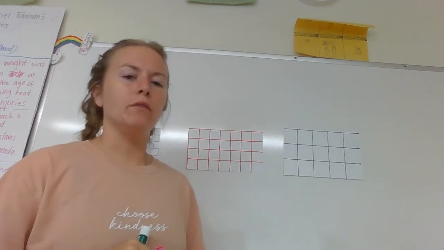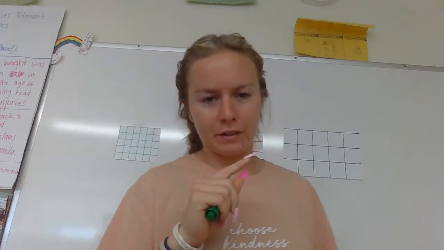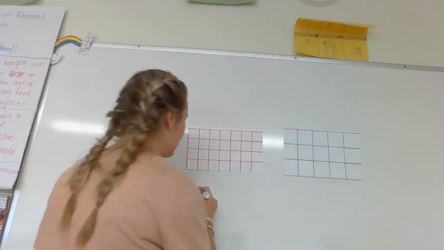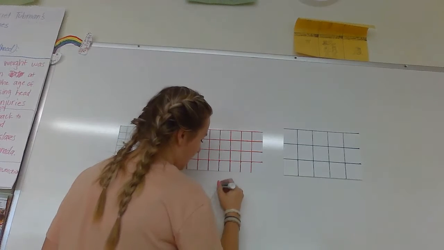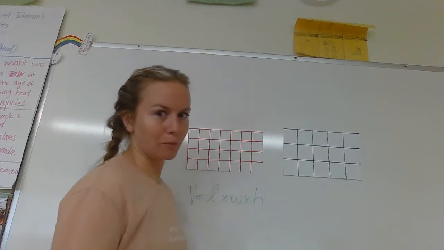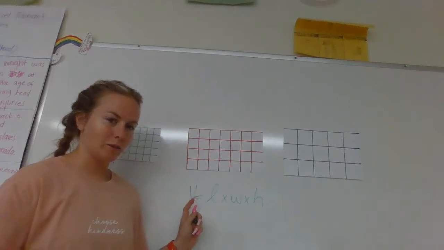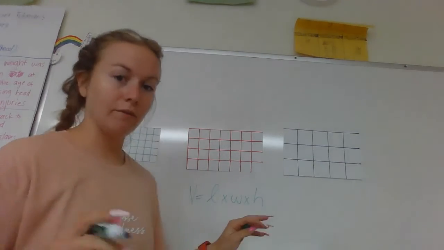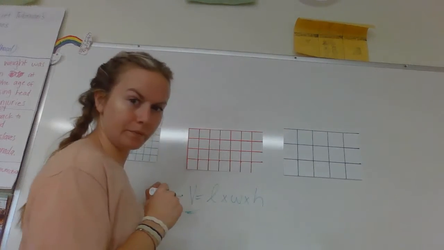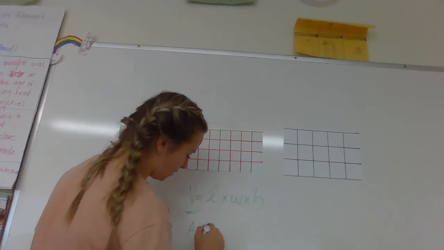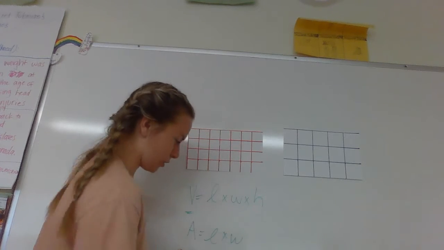So with volume, we know that it's V equals L times W times H for rectangular prisms, or multiplied. So we've got V equals L times W times H. That is volume. V stands for volume. Now for area, we know it is A equals L times W, or just length times width.